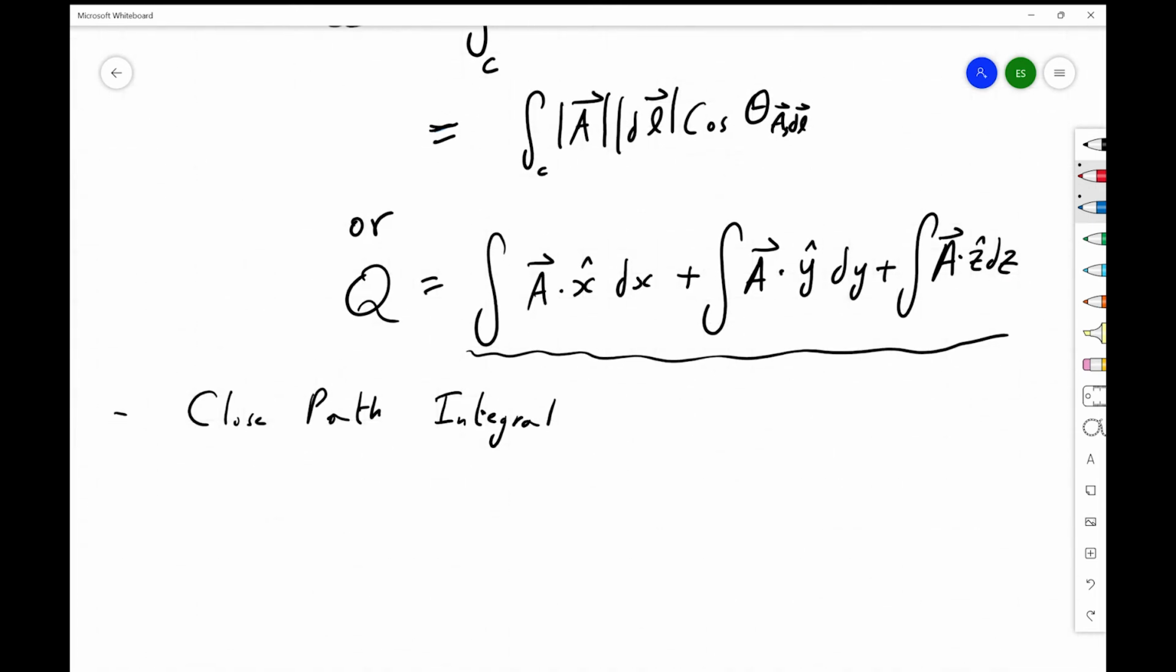So a closed path integral, the way you write it down, and many textbooks and authors use it this way, I like this method of writing it down, is to write it as an integral with a circle in the middle. The circle in the middle, and C to signify a curve. The circle in the middle means it's a closed curve. So A dot dl, right? And this is just over the same thing.